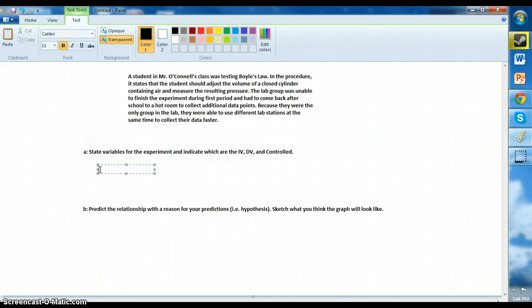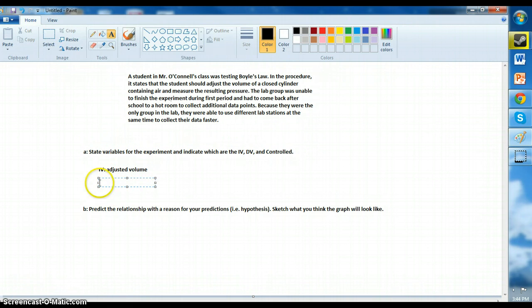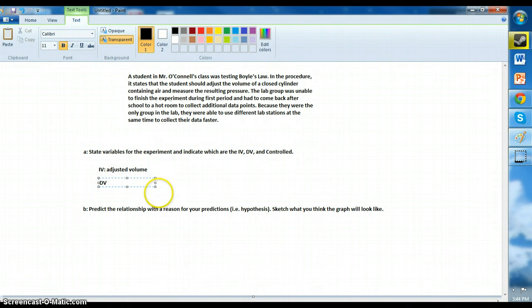So it asks for the independent variable, which is going to be the adjusted volume of the cylinder, and it also asks for the dependent variable, which is going to be the resulting air pressure from the cylinder after being left in a hot room. And the control variable is going to be the type of cylinder.